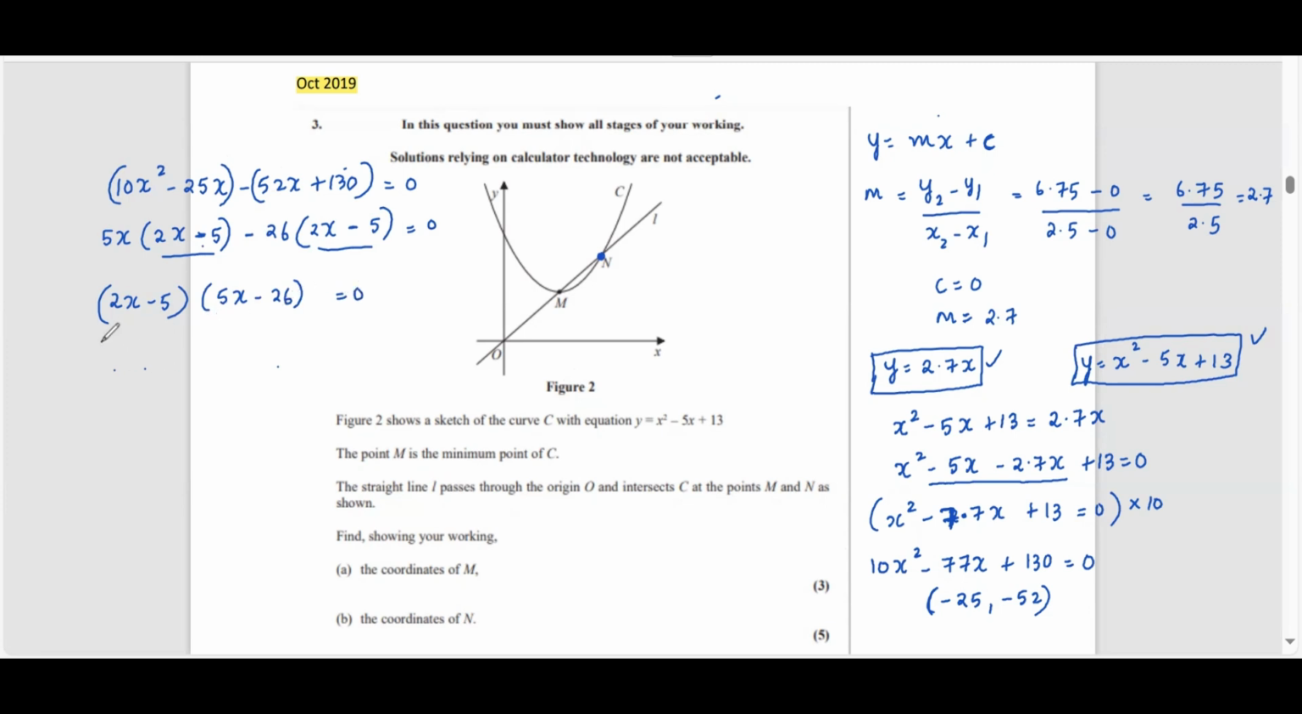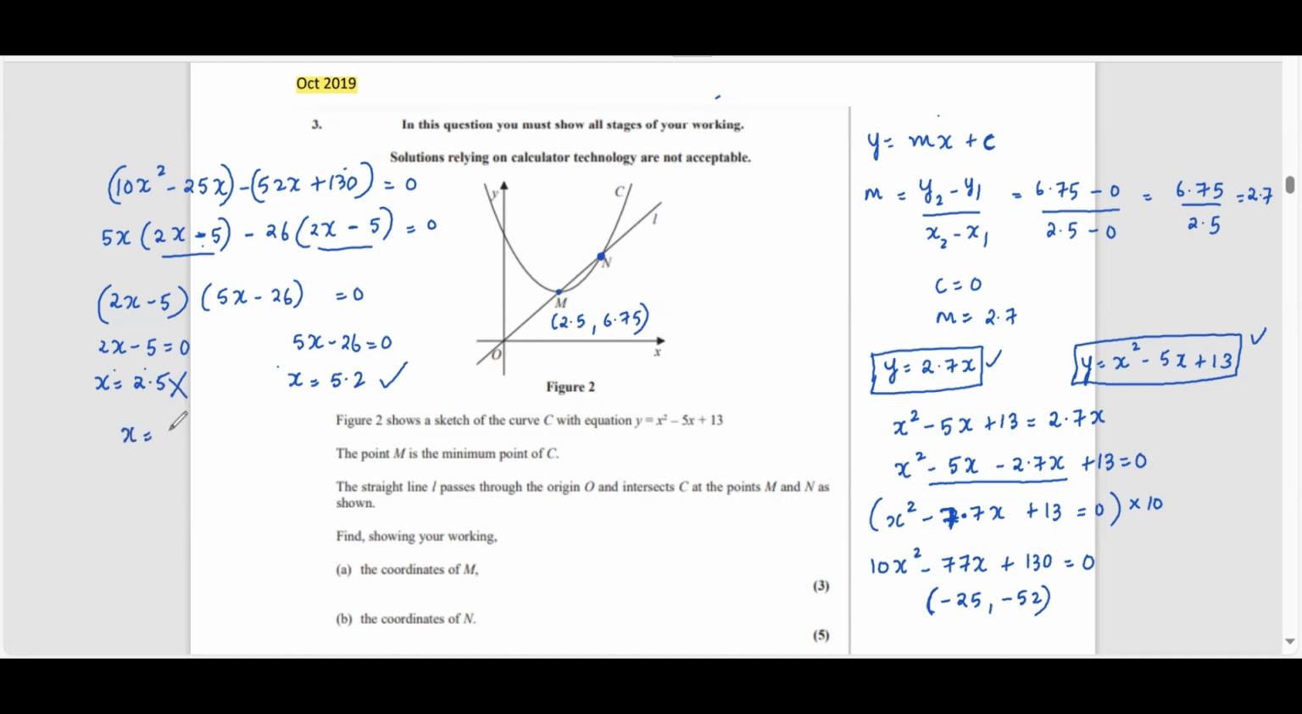So when we equate them separately, 2x minus 5 is equal to 0 and 5x minus 26 is equal to 0, we'll get x is equal to 5 by 2 or 2.5, and x is equal to 26 over 5, or 5.2. We already got the coordinate of M as 2.5, 6.75. So this I cannot take because that is the x coordinate of M. We are finding the x coordinate of N, so x coordinate of N should be 5.2.